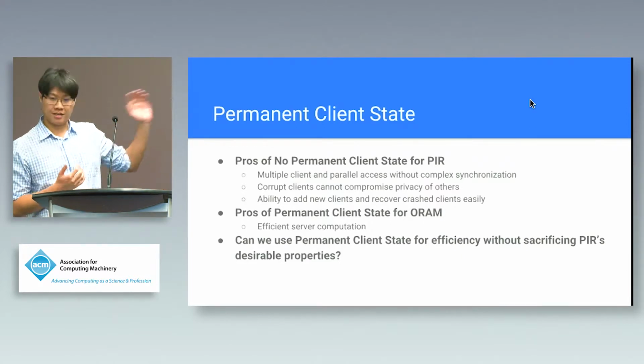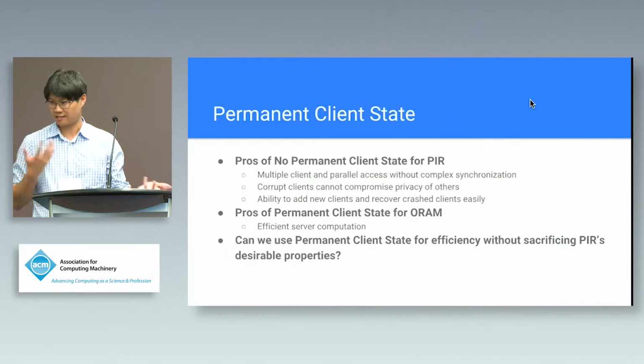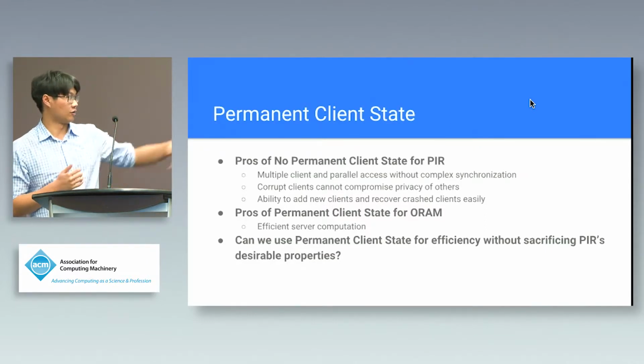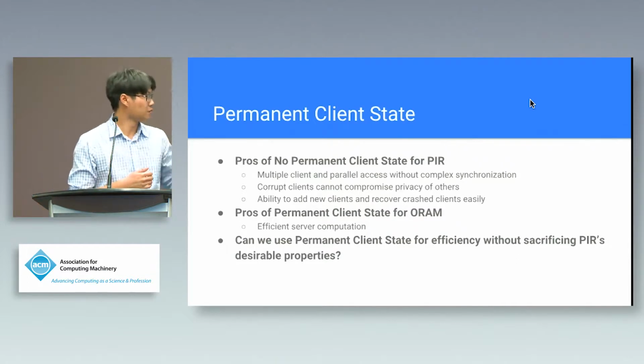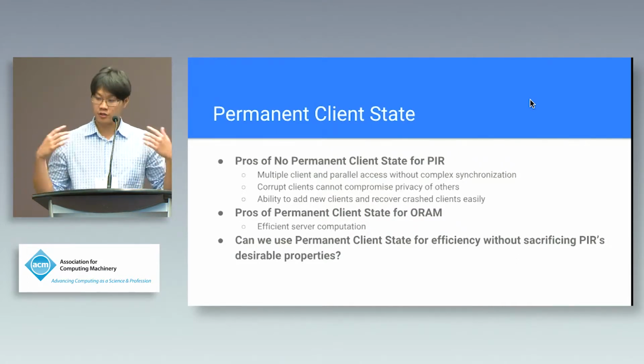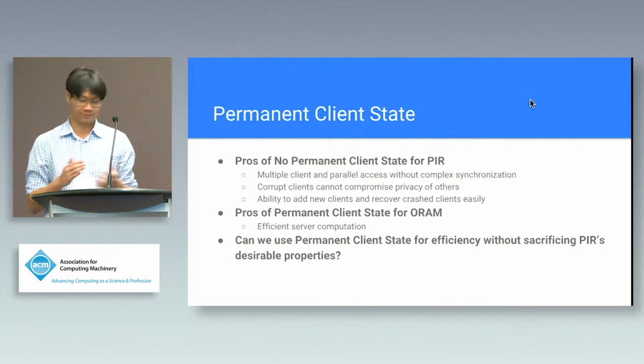So it seems like the reason PIR has all these great benefits is that there's no permanent client state. There's an ephemeral key, it disappears afterwards. Every session you start a new one, and you get all these great things, no complicated synchronization, etc. On the other hand, this permanent client state for ORAM essentially lets you get very efficient server computation and bandwidth. You get sublinear, even literally logarithmic.